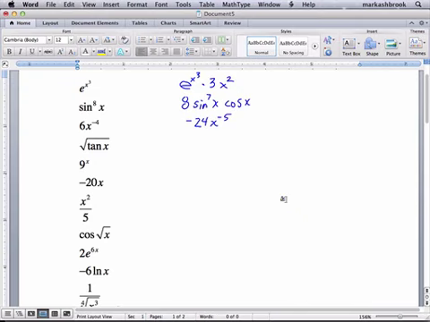Okay, there's no quotient rule on this page. If you're approaching something with quotient rule, you're taking the long road, okay? Everything can be done without quotient rule.